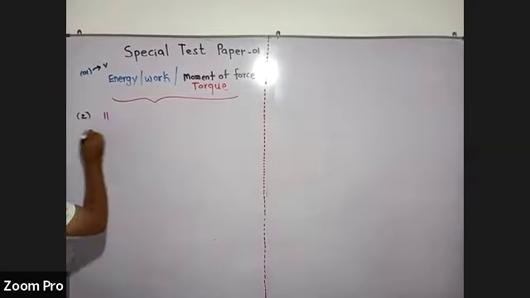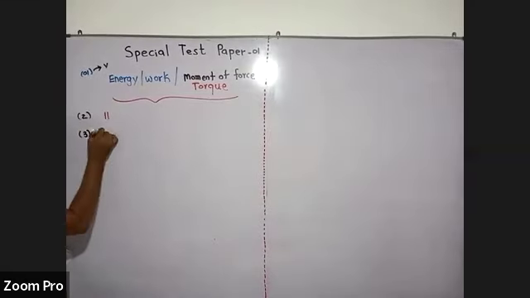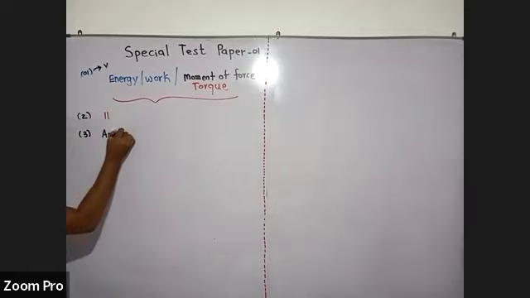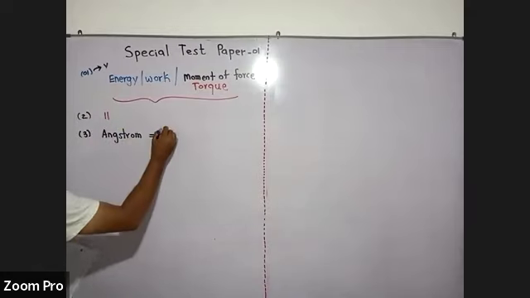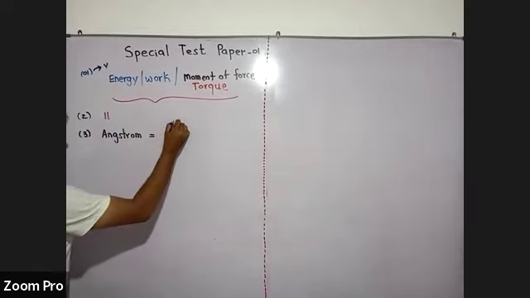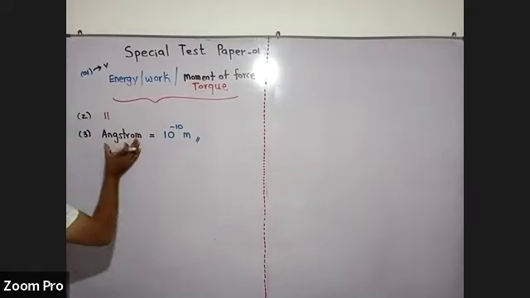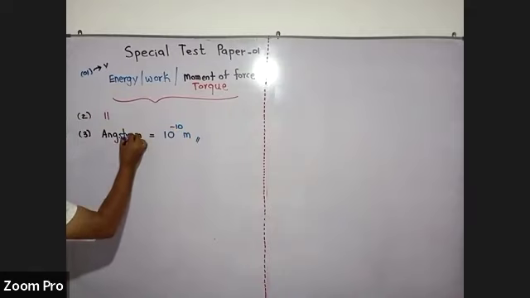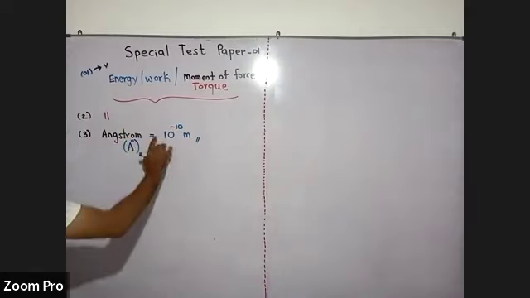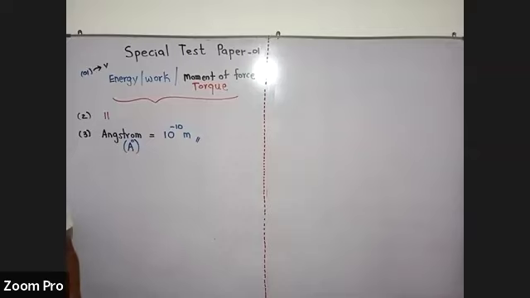So guys, keep in mind that angstrom is a special unit which represents 10 to the power minus 10 meters, right? So one angstrom is equal to 10 to the power minus 10 meters, right?